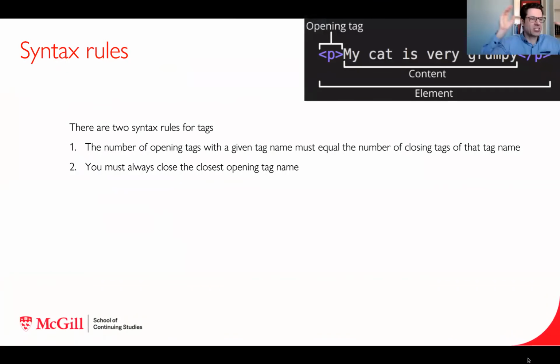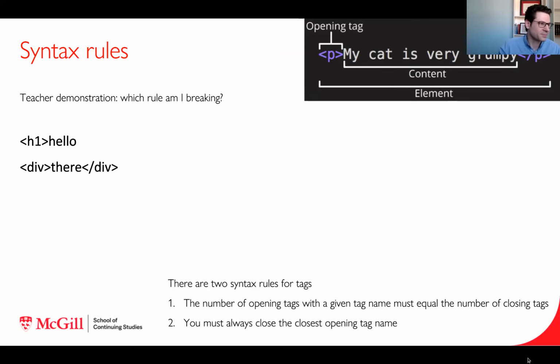Two syntax rules that you need to remember. We need to have the same number of opening tags and closing tags. So every opening tag needs a corresponding closing tag. They're pairs. They're like married, and there's no polygamy in HTML. And everyone is married. And you must always close the closest opening tag. So let me demonstrate what that means with some examples. Here I have some HTML, and I've written the rules at the bottom so we can remember them as we look through these examples.